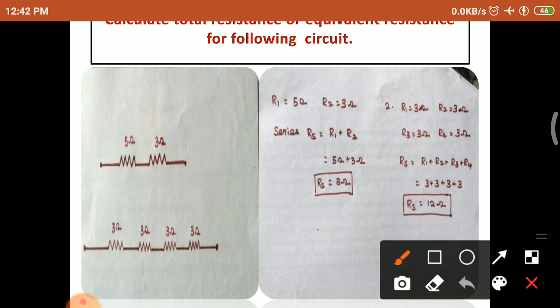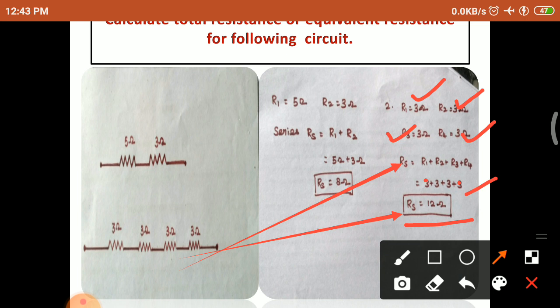The next, you have to calculate the equivalent resistance for this circuit. So see, this is the answer. Here I take R1 equal to 3 ohm, R2 is 3 ohm, R3 also 3 ohm, R4 also 3 ohm. How to find the equivalent resistance? Here this connection is series. So Rs equal to R1 plus R2 plus R3 plus R4. The R1 value is 3 and R2 value also 3, R3 also 3, R4 also 3. So when I add this, I got 12 ohm. So the equivalent resistance for this circuit is 12 ohm.